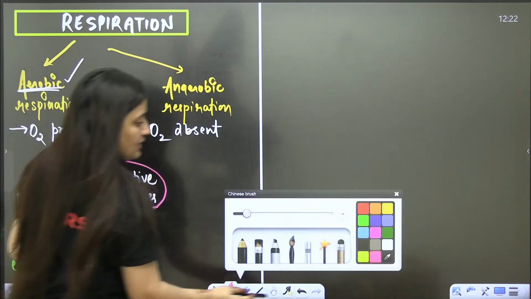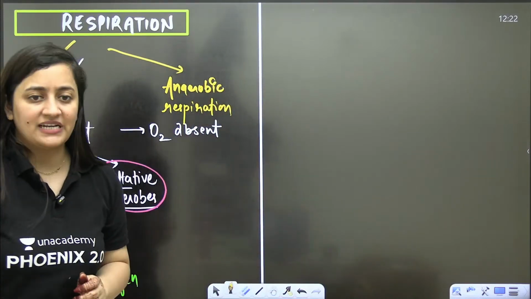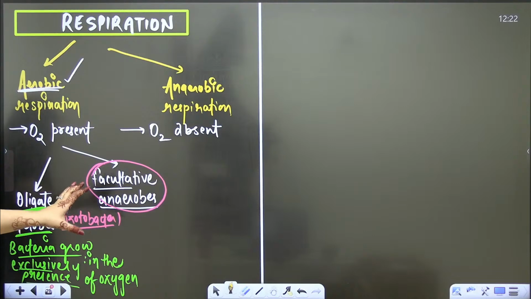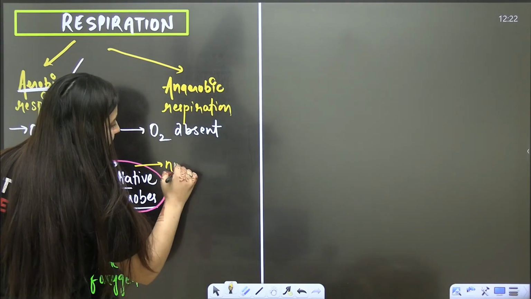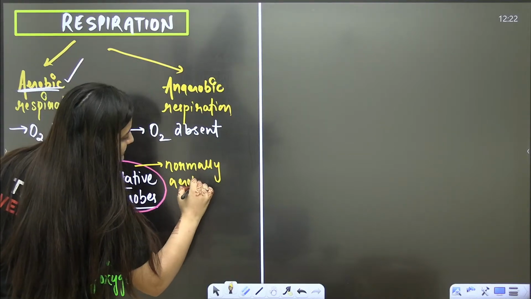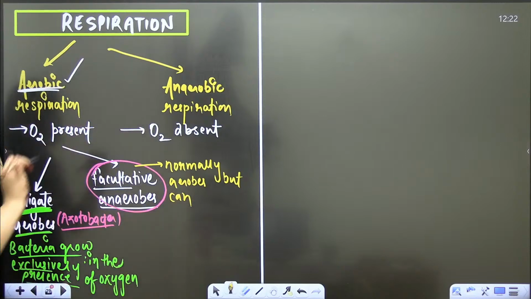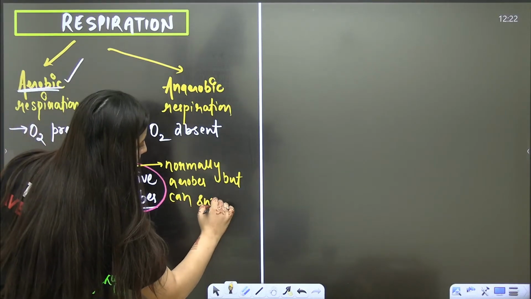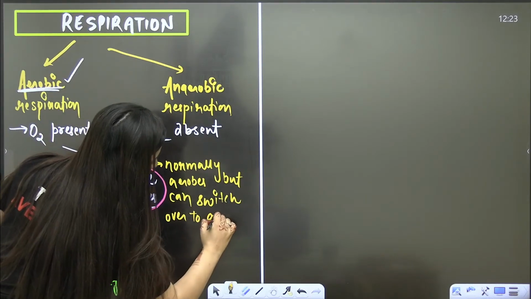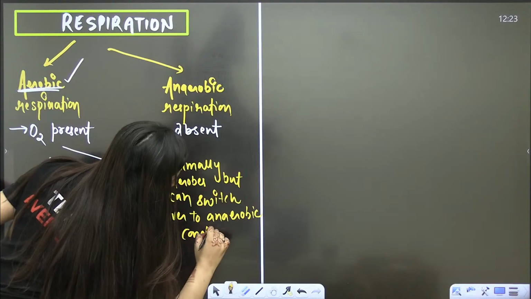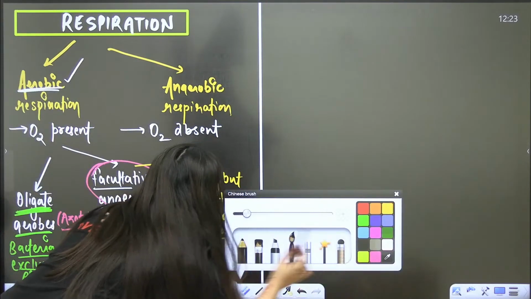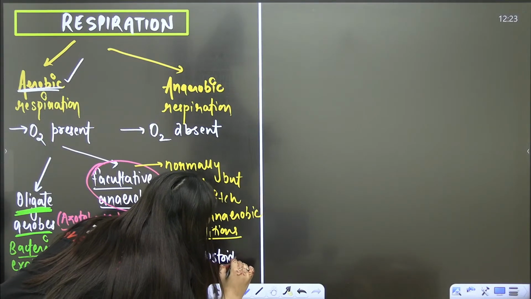Now, facultative anaerobes. It is an aerobic bacteria, but can become anaerobic if oxygen is not available. It knows how to adjust. So these bacteria are normally aerobes, means normally they need oxygen, but can even survive without oxygen. They can switch over to anaerobic conditions as well. That's why it is a facultative anaerobe. Example, Clostridium. Again, this example is given in NCERT.